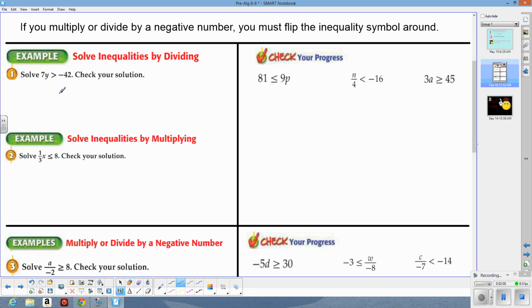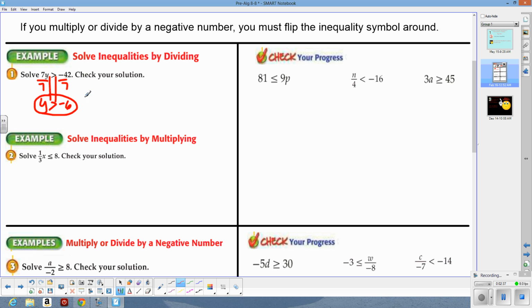So in our first example, 7y is greater than negative 42. We're going to start out by drawing our train tracks, and then instead of multiplying by 7, we're going to divide by 7. So y, and then on this side, negative 42 divided by 7 is negative 6. And we are not going to flip the symbol because I divided by a positive 7. It doesn't matter what you start with. It doesn't matter that that was negative to start with. What matters is what you divide by. And since we divided by a positive 7, you do not flip the symbol.